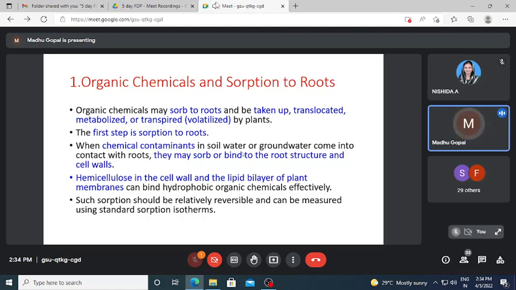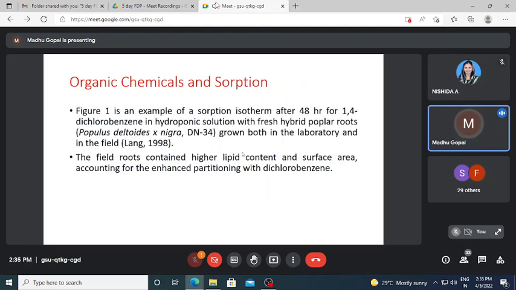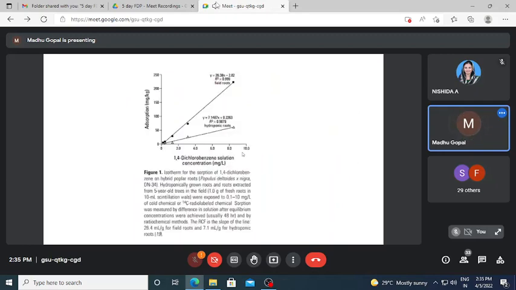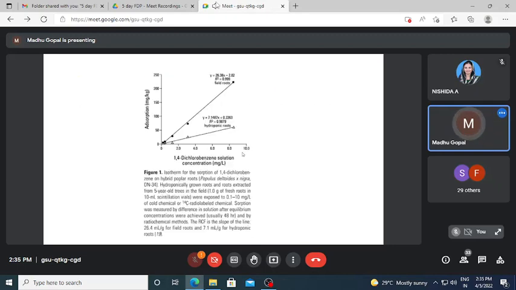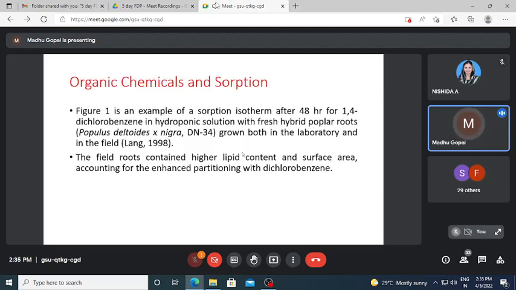So here we are talking about adsorption, adsorption isotherms. You might have heard of adsorption isotherms. So this sorption on roots can also be modeled using the standard adsorption isotherms. This is a sorption isotherm after 48 hours for 1,4-dichlorobenzene in hydroponic solution with the fresh hybrid poplar roots. Poplar plants are used for the purpose.